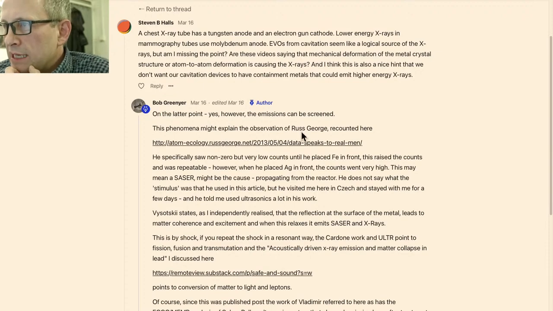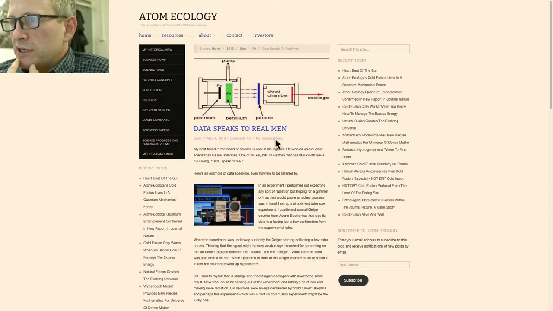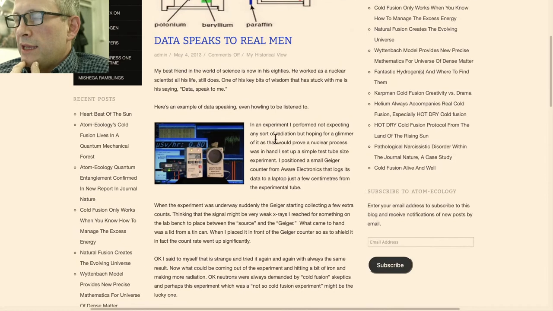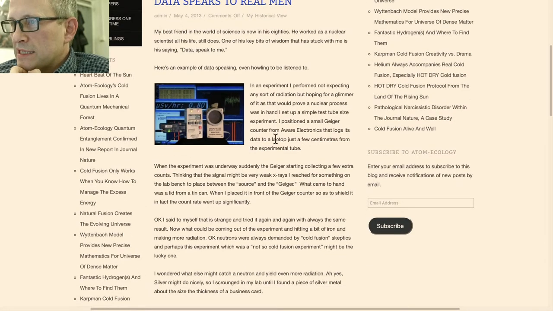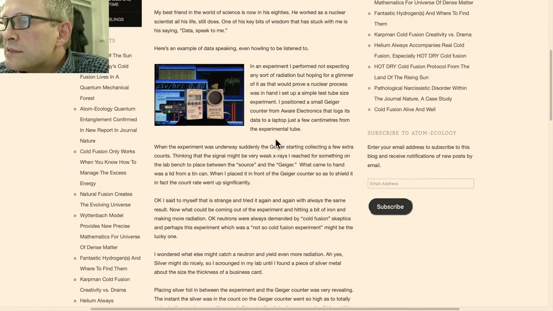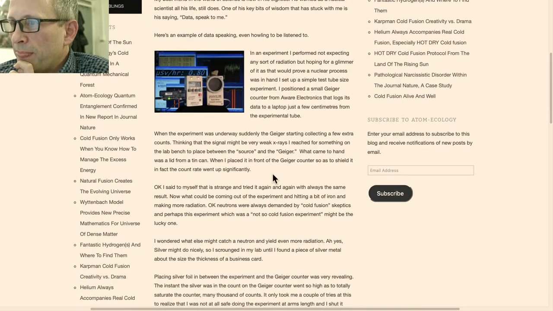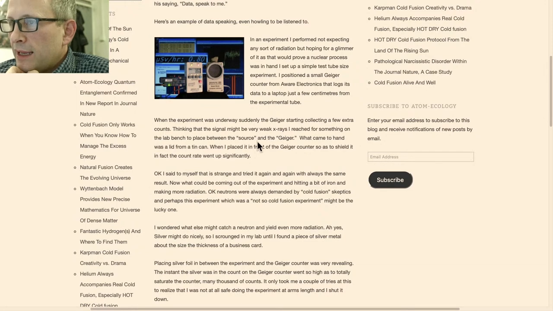And in Russ George's case, if you go to here, maybe it'll pull it up. Yes, so this is on Atom Ecology by Russ George. He was doing a deuterated palladium experiment using some sort of undisclosed excitation, but he stayed with me for about three days in my house a number of years ago, and basically he was using ultrasonics most of the time, so I expect that was his excitation. He had a Geiger counter, and when he was running the experiments, there was basically nothing coming out. However, he says here, when the experiment was underway, suddenly the Geiger started collecting a few extra counts.